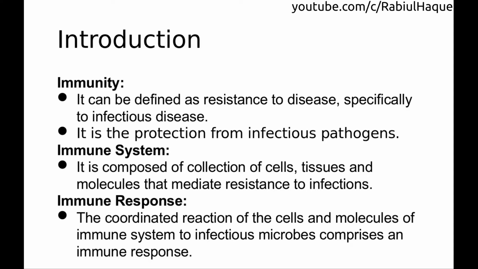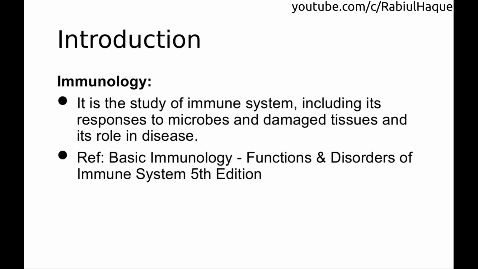So what do we mean by immune system? It is composed of a collection of cells, tissues and molecules that mediate resistance to infections. And what do we mean by immune response? It is the coordinated reaction of the cells and molecules of our immune system against the various offending infectious microorganisms. And what do we mean by immunology? It is the study of the immune system, including its responses to microbes and damaged tissues and its role in disease.